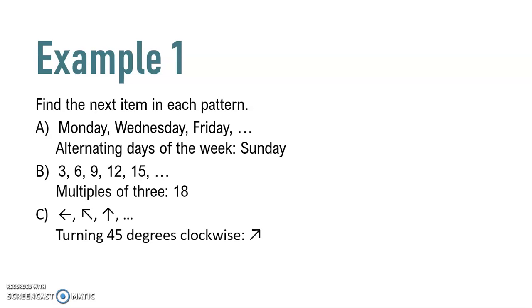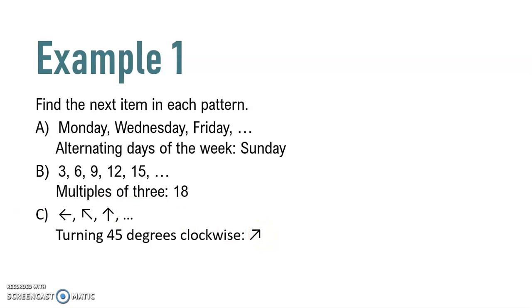Okay, in part A, they're alternating days of the week. So this should be Sunday next. They skipped Saturday. In part B, they're counting by threes. These are also the multiples of three. This is 3 times 5, so next is 3 times 6, which is 18. And in part C, they're turning 45 degrees clockwise. So the next arrow should point to the top right.